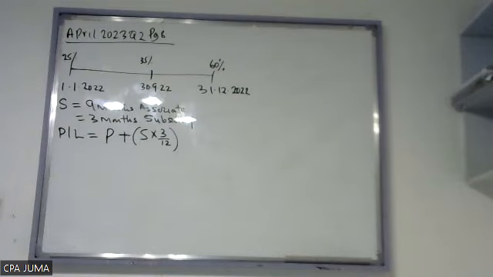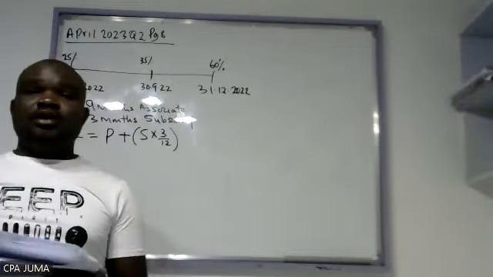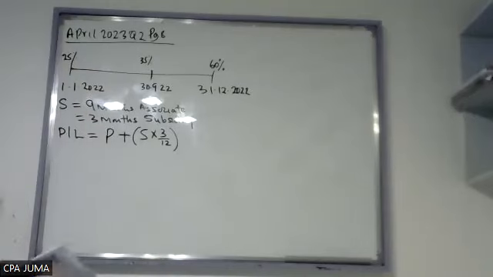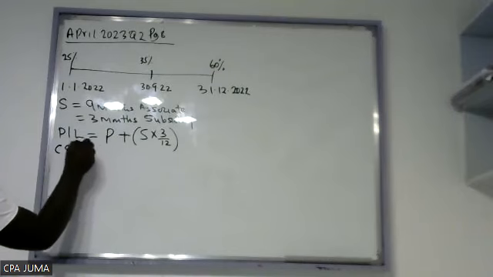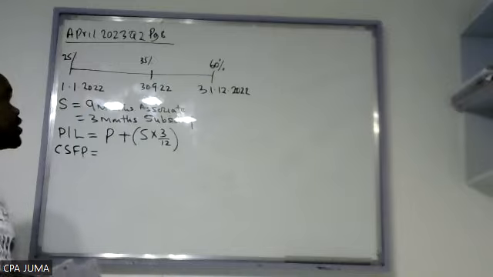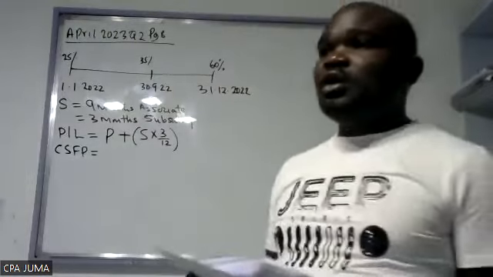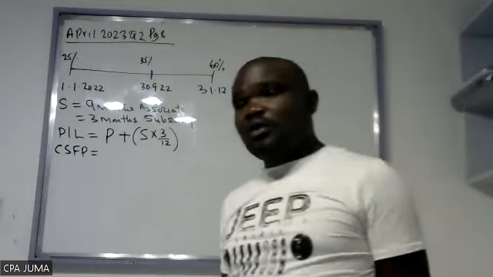Good. I want somebody, you can unmute, you tell me, how will we consolidate for balance sheet? CSFP, Consolidated Statement of Financial Position. How will we go about it? You just tell me P plus what. So how will we go about it? Mercy, I can see you have unmuted.